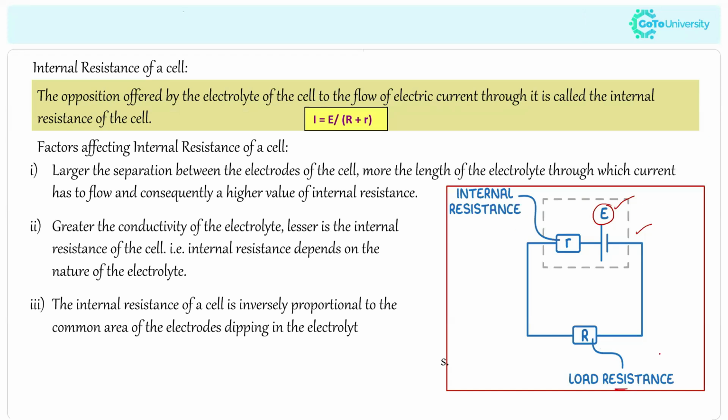Usually we will calculate the value of load resistance by using the formula V divided by I. In case of internal resistance, we will use the formula I is equal to E divided by R plus r. So here we are just replacing the R with the addition of the internal resistance. Usually we will write R is equal to V divided by I, right?